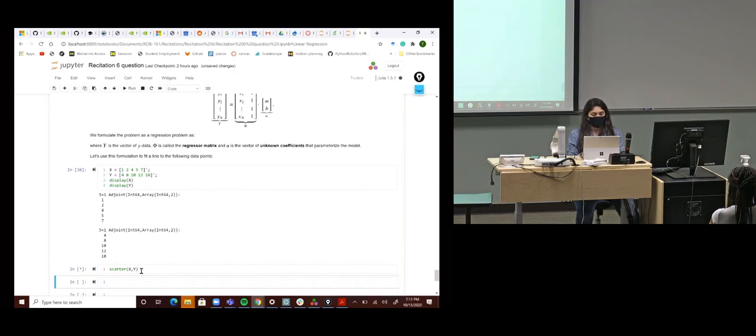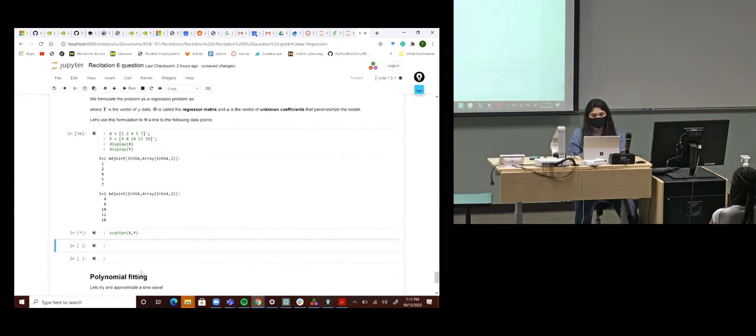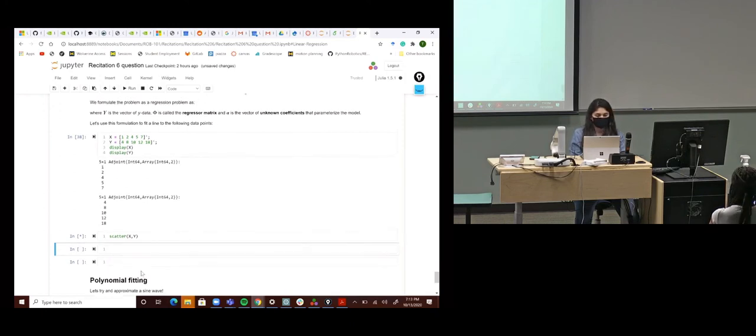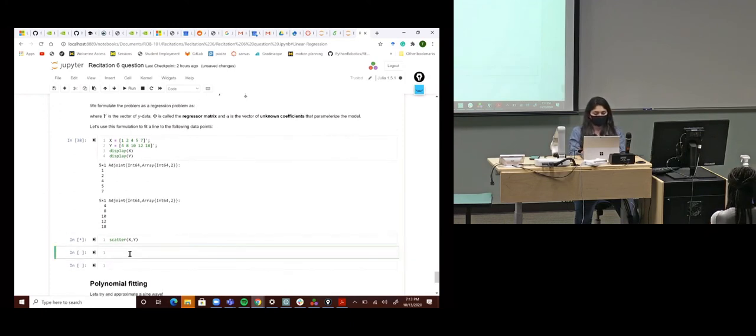I plot these points on the scatter plot, and I see my plot, which will take, I don't know why my computer is so slow today. But let me start writing down stuff in case.